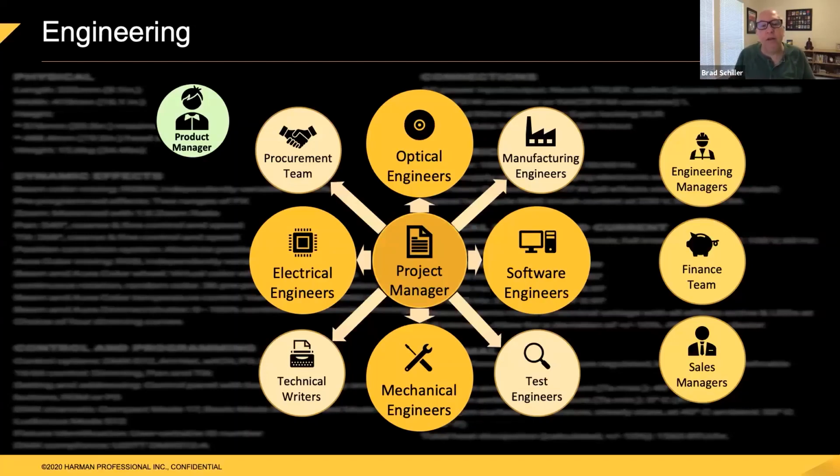You have the finance team. You might be ordering lots more parts than you need, and they might say, you know, you're spending too much money, you're going over budget, we need to slow down, or they might release more money.